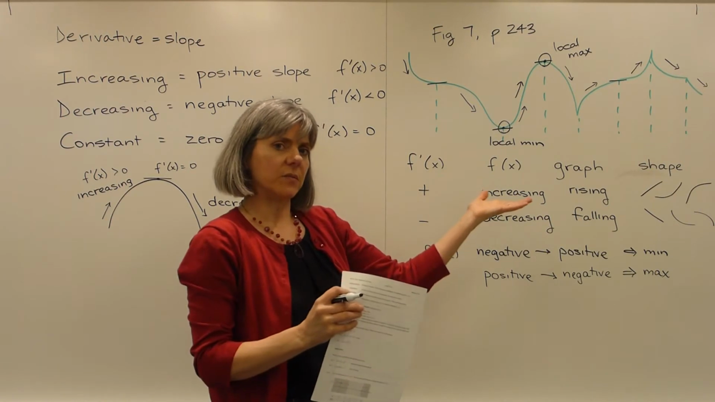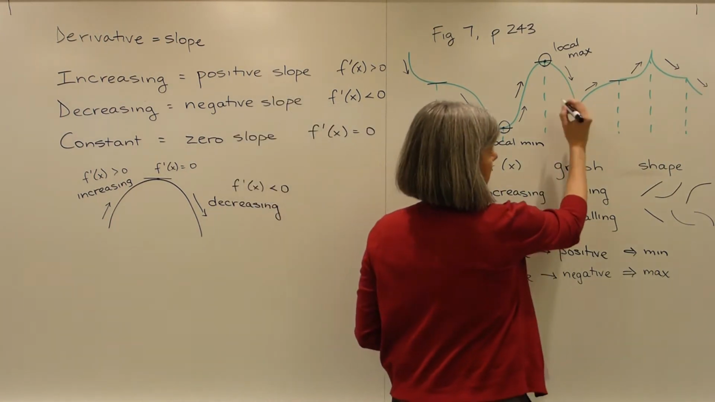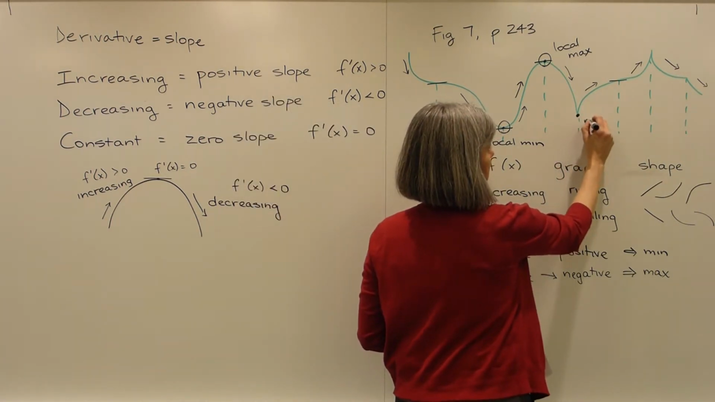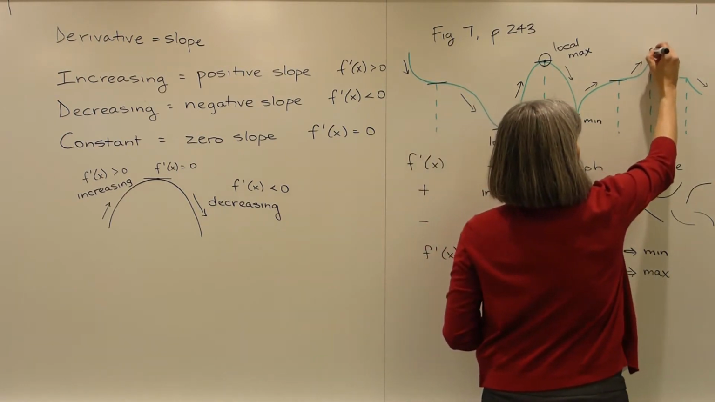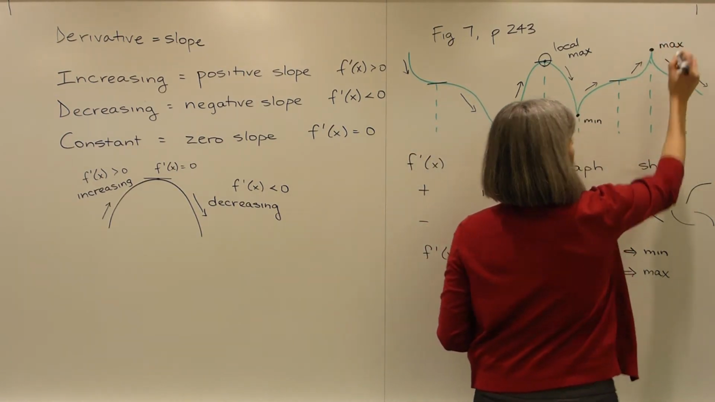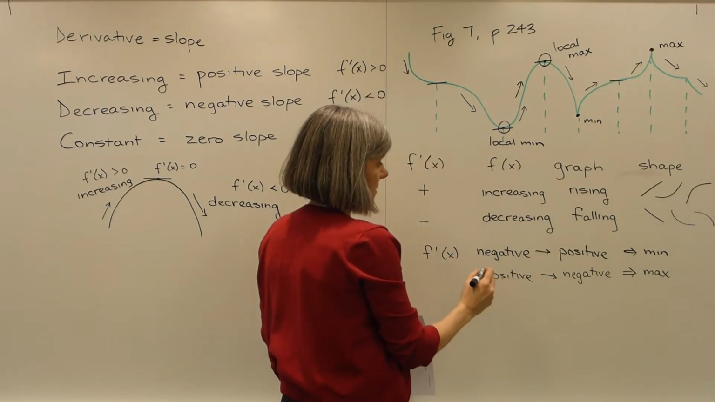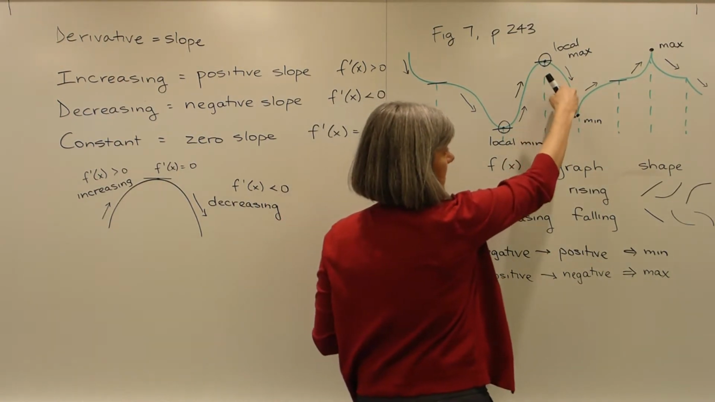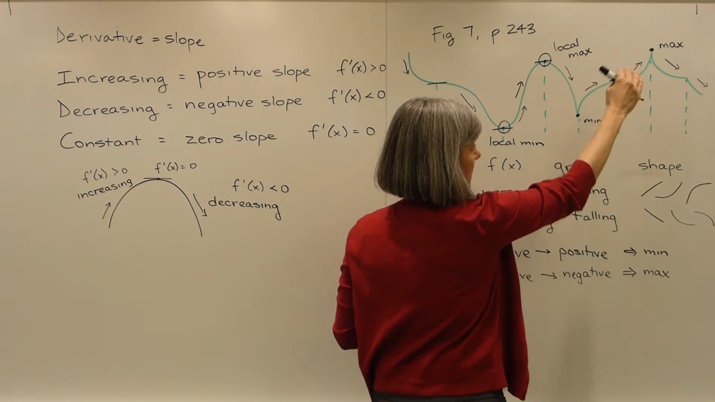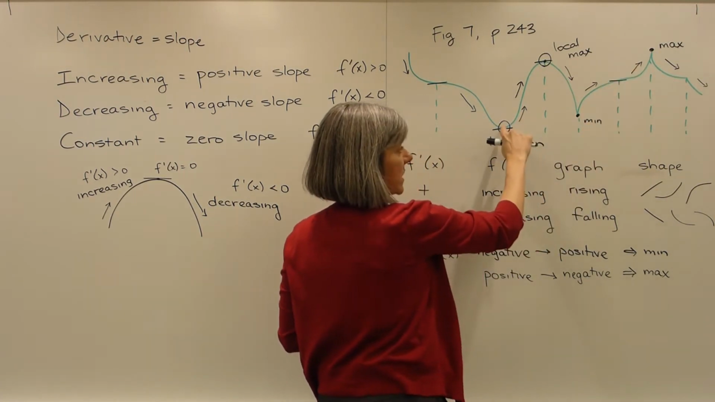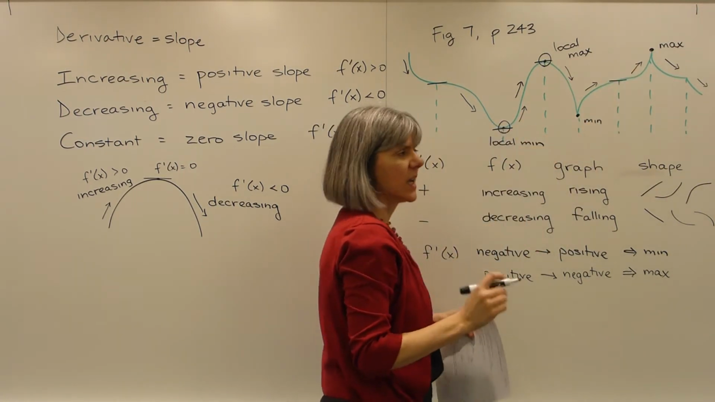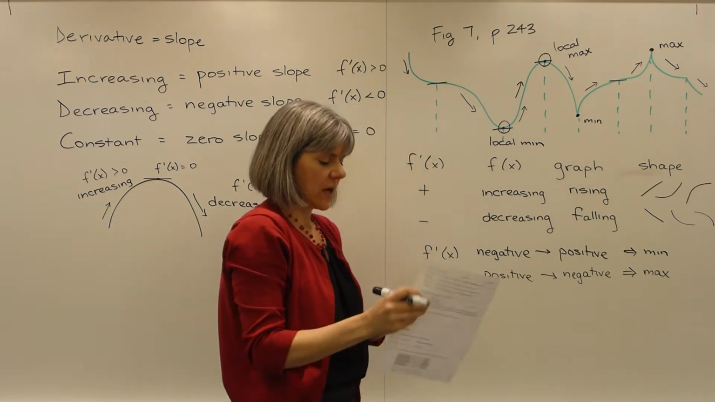Are there any other max and mins on this graph? And there are. On this graph, I see one here. That's a min. And I see one here. That's a max. So what is the derivative at those points? At those points, again, we go from negative to positive or positive to negative. But here, instead of the derivative being 0, here it's undefined. So that's starting to sound a little bit suspicious.